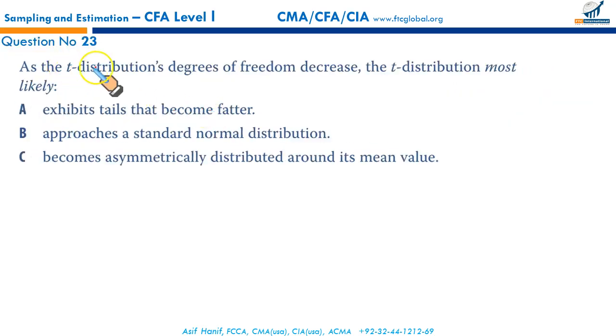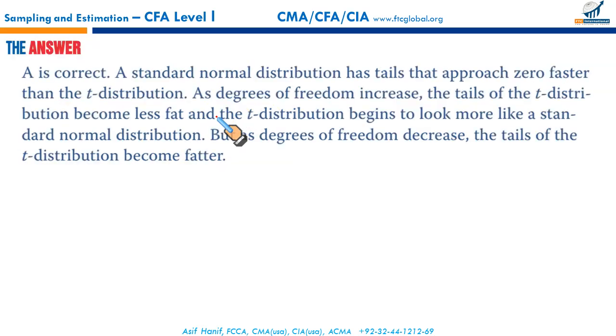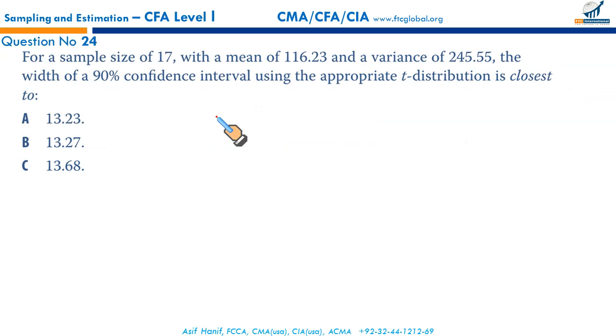Next, as the t-distribution degrees of freedom decrease, the t-distribution will likely become, I hope you would remember, t-distribution has fatter tails. As the degrees of freedom decrease, the tails become even fatter. As the degrees of freedom increase, the fat tail ends become thinner. Again, a straightforward textbook-based question, no twist in it whatsoever.